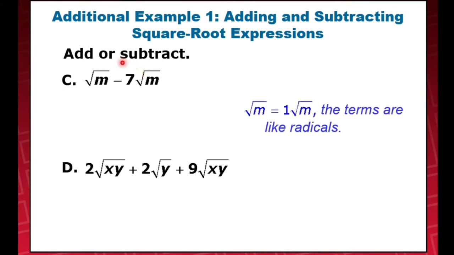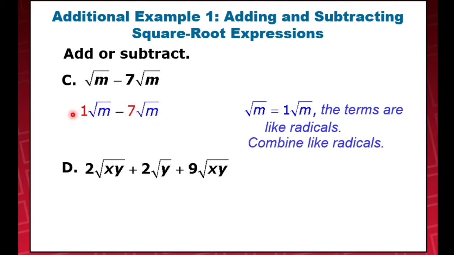Okay po? And take note dito po, square root of m, although we do not see any number here, it is understood to have 1. So, kung dito merong 7, dito naman merong 1. Just like that. Okay po? So, just combine 1 minus 7 and copy the common radical, which is square root of m. Okay, so 1 minus 7, that would be negative 6. Again, 1 minus 7 is equal to negative 6. And copy the common radical, which is the square root of m.